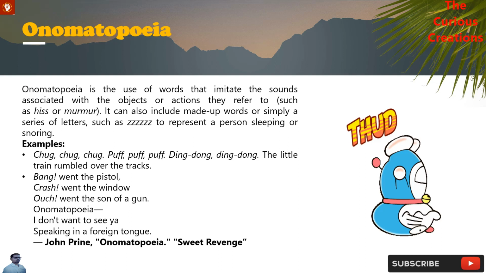Here is another example of onomatopoeia by John Prine. Bang went the pistol, crash went the window, ouch went the son of a gun. Here, the words like bang, crash, ouch actually represent a sound, not the actual meanings. So they are the representatives of onomatopoeia in the poetry.